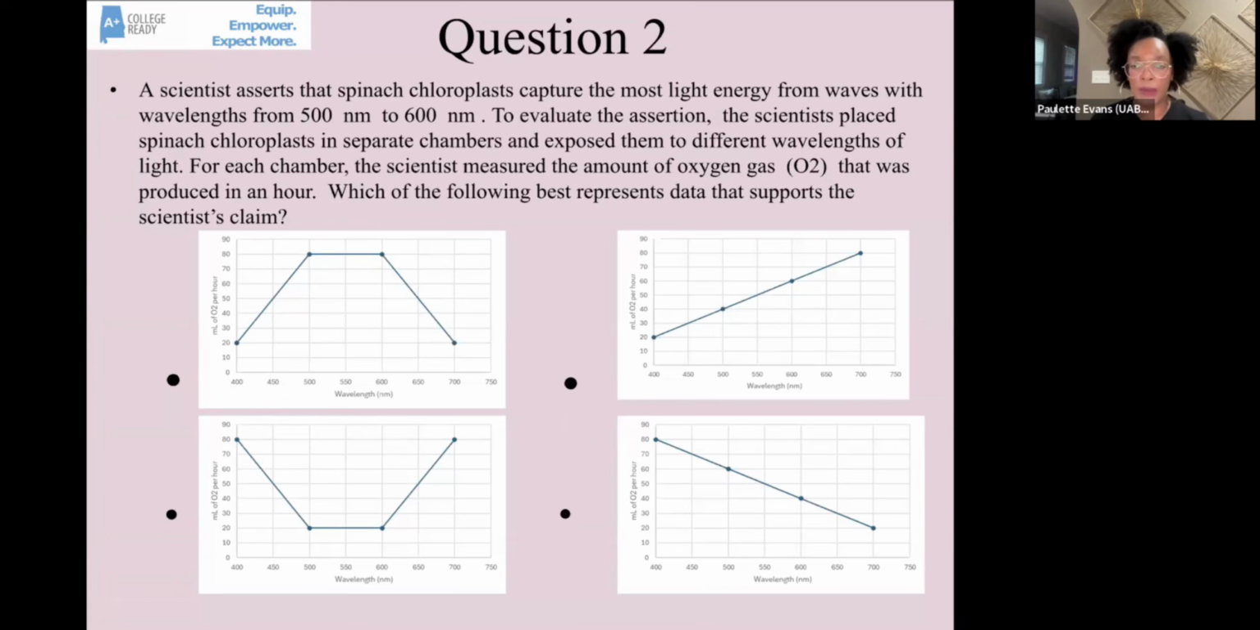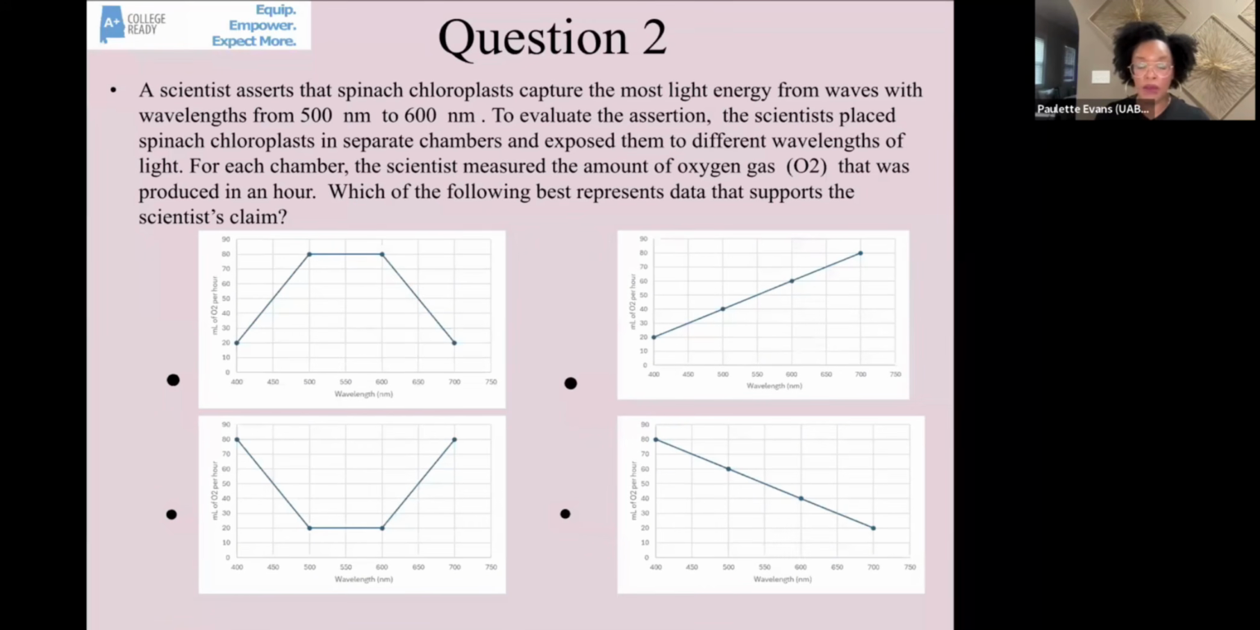To evaluate this assertion, the scientists placed spinach chloroplasts in separate chambers and exposed them to different wavelengths of light. For each chamber, the scientists measured the amount of gas, or O2, that was produced in an hour. Which of the following best represents data that supports the scientist's claim?